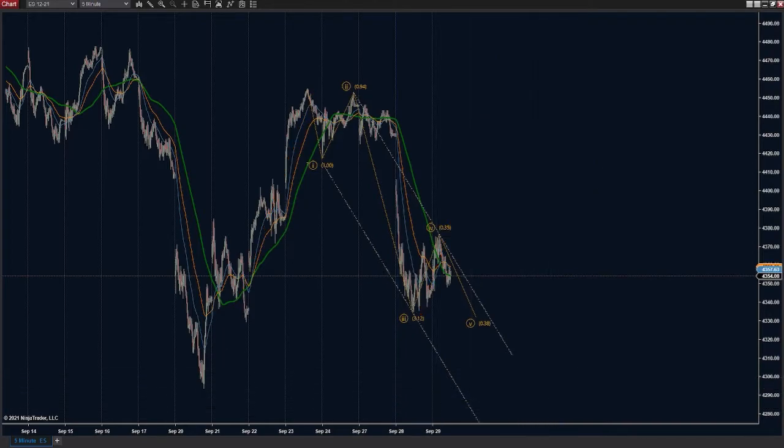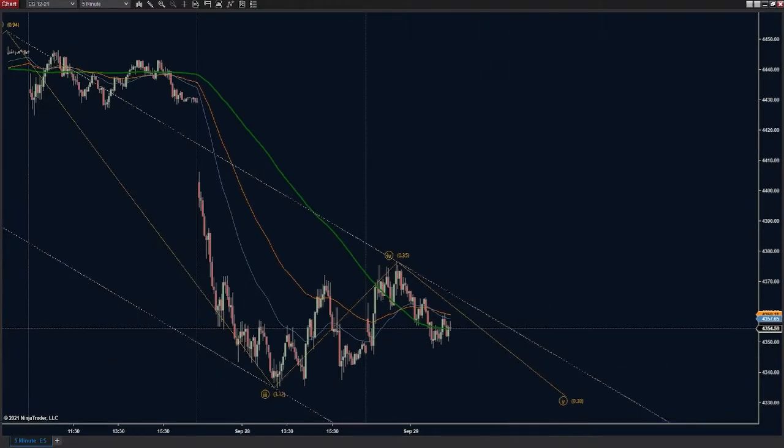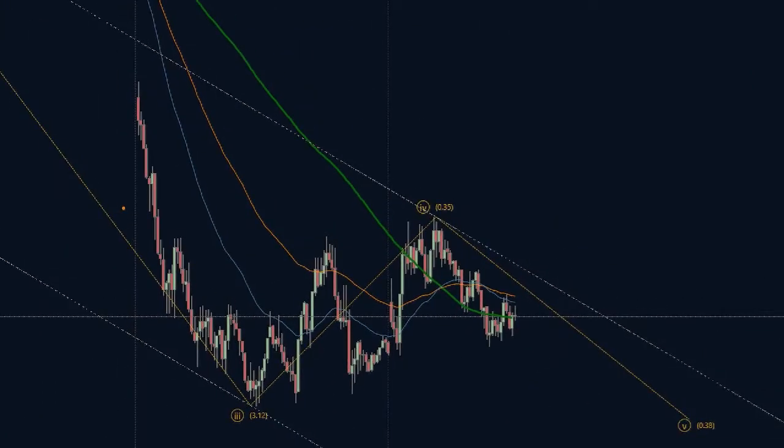So keeping that in mind while we're going into the context of right now, we start off today, after yesterday's really heavy bear drive to the downside, with a small inside gap.